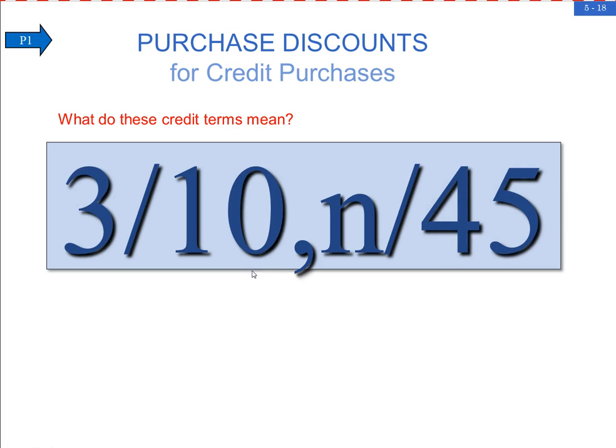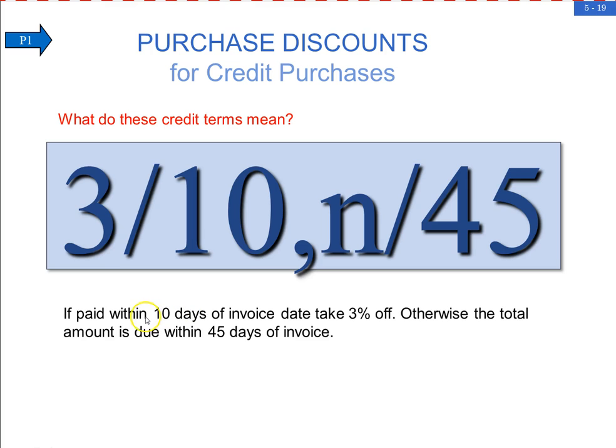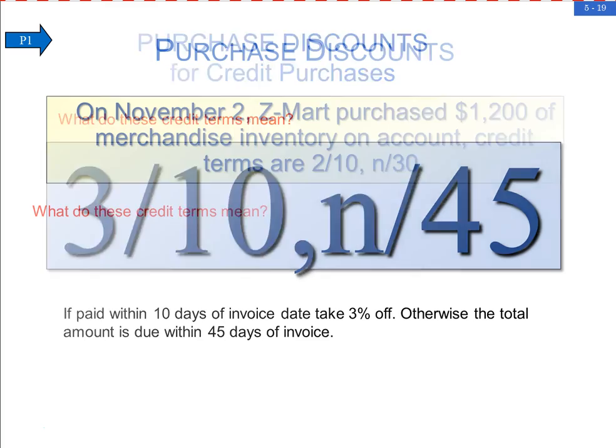One more example, give it a quick shot. I'll give you guys 15 seconds to figure this one out. All right, what it means is, of course, if it is paid within 10 days of the invoice date, we can take 3% off the total amount. Otherwise, the total amount is due within 45 days of the invoice. Fairly simple. It looks a little foreign when you first see it, but really not much to it.